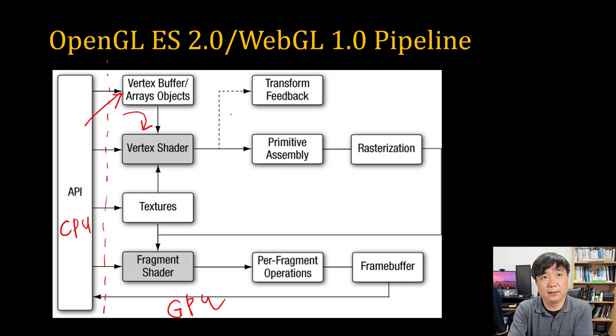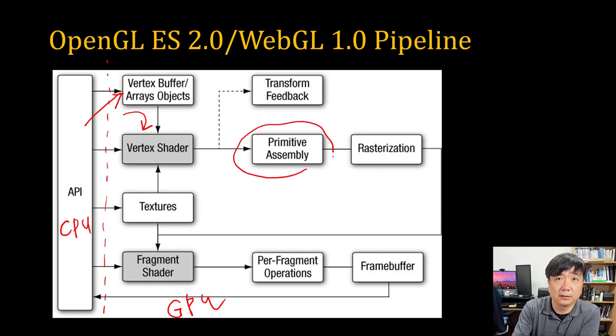The next step after the vertex buffer object is the vertex shader, but we need to understand primitive assembly first. Then we can learn the vertex shader, because the vertex shader is related to transformation and we need to learn shading languages, so it's somewhat complex. I will teach primitive assembly first, and next time I will teach the shading language, especially the vertex shader and transformation.